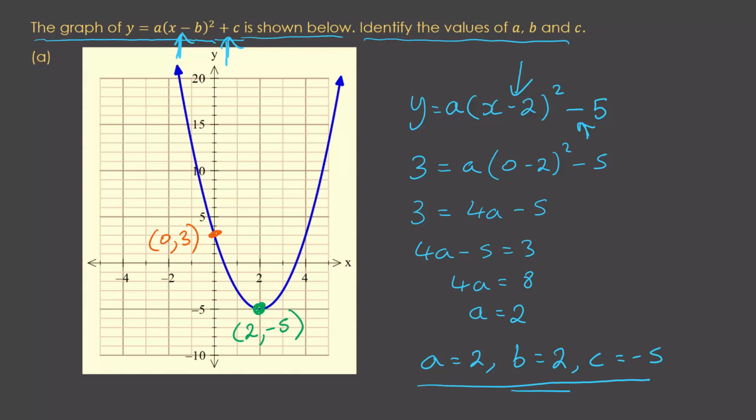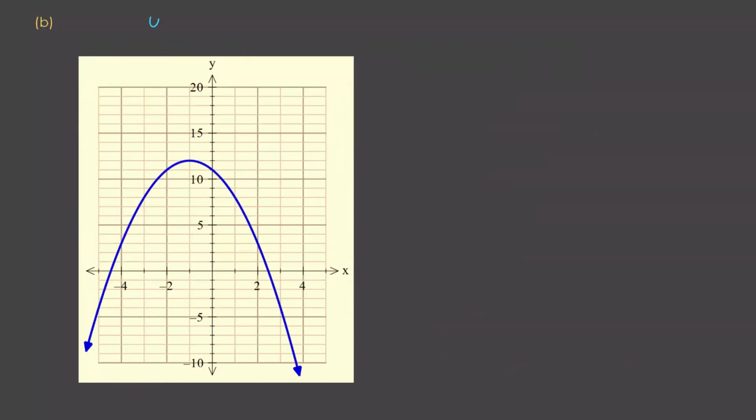Now I did say there was another way of finding the a, and I'm just going to show you that as well. If we go to the vertex and just go 1 unit across, if you look at the graph, we go 2 units up, and that is another way of getting the a. We've got to do the same thing here. So it's in the form a(x minus b) squared plus c.